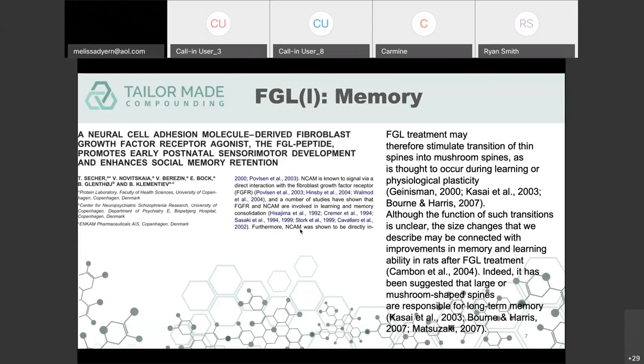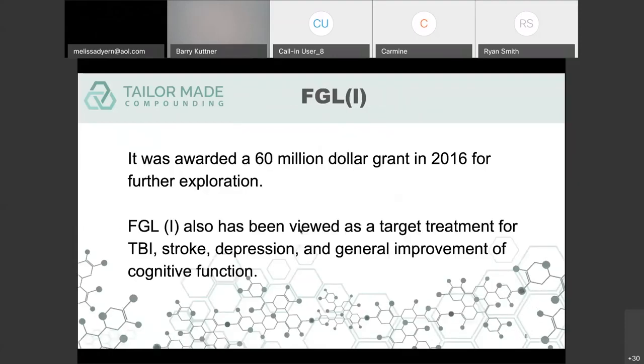And from a mechanism standpoint, this has also been proven in human models, increasing spatial memory, increasing sensory motor development, and, especially for age-related memory impairment, giving some really amazing results. FGL is, like I said, one we've been trying to create and make available forever. We're not the only ones. It was awarded a $60 million grant in Europe in 2016 for further exploration, and they're definitely doing that. That was a phase 1 study before they got that money, and now they've progressed it, like I said, to phase 2B. So some really exciting things.